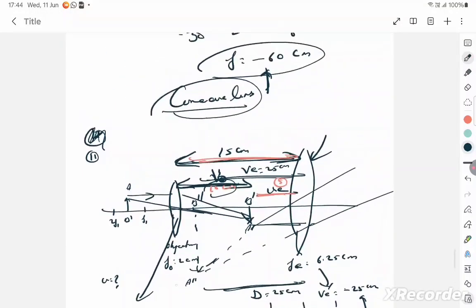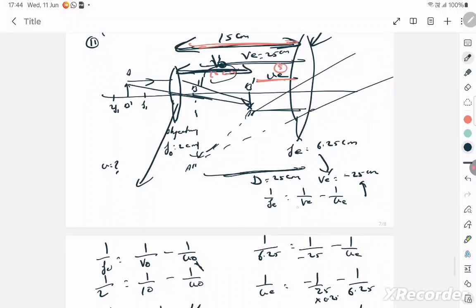The final image has to be at infinity. Can you imagine? The VE is infinity. 1 by infinity is 0. FE will be equal to UE. And so then what is the focal length of the eyepiece? It will be UE.